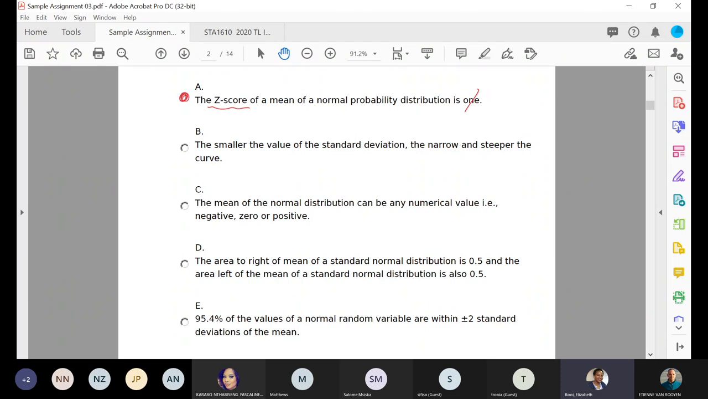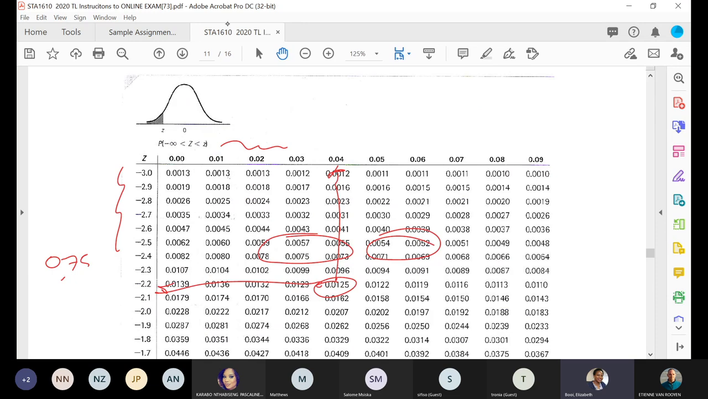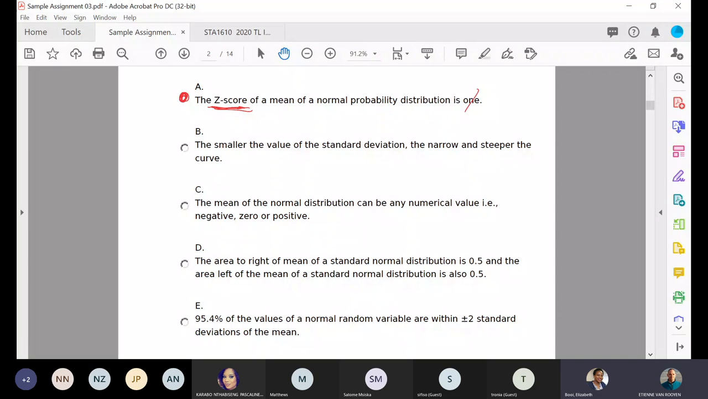So this is the incorrect one, but we can read through the rest of the statements because this says the z-score is equal to 1, but the z-score can be any other value because the z-score can take any of the forms of the z-value that we have. Only the mean is equal to 1. That's what I was thinking about. Yeah, but they're talking about the z-score.